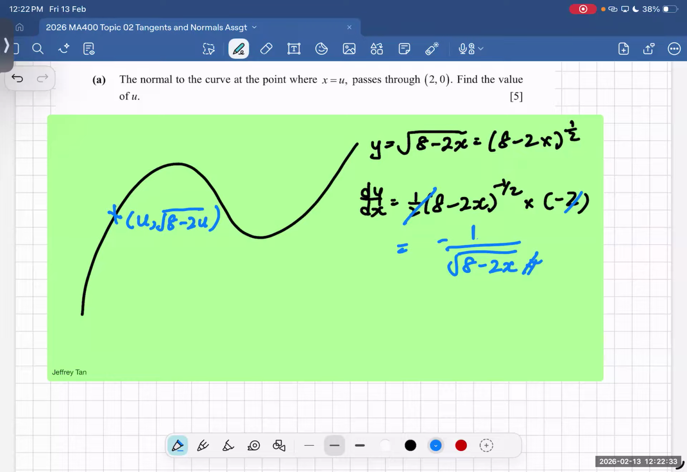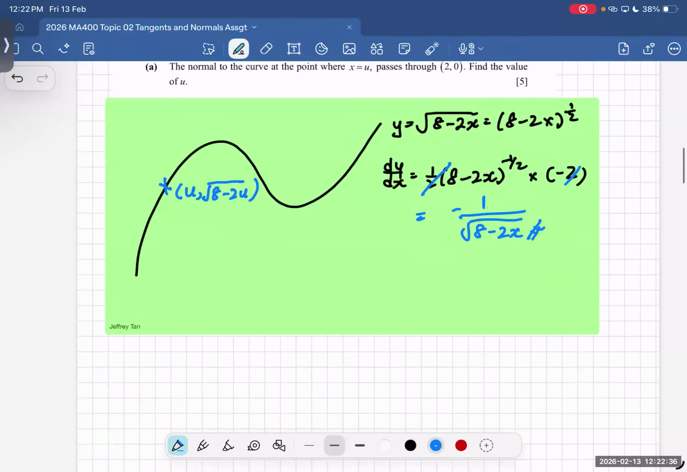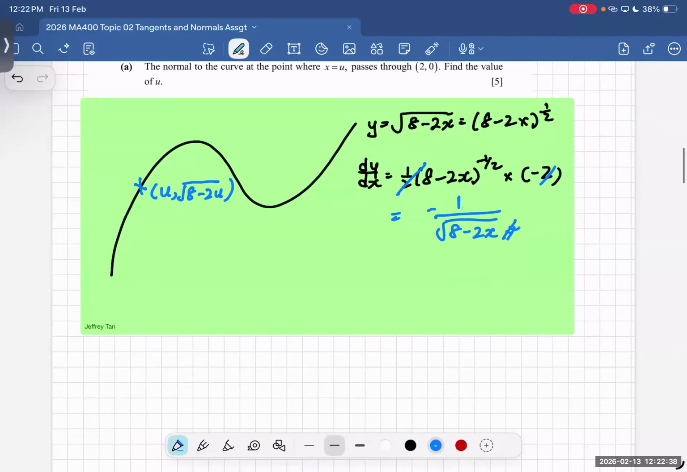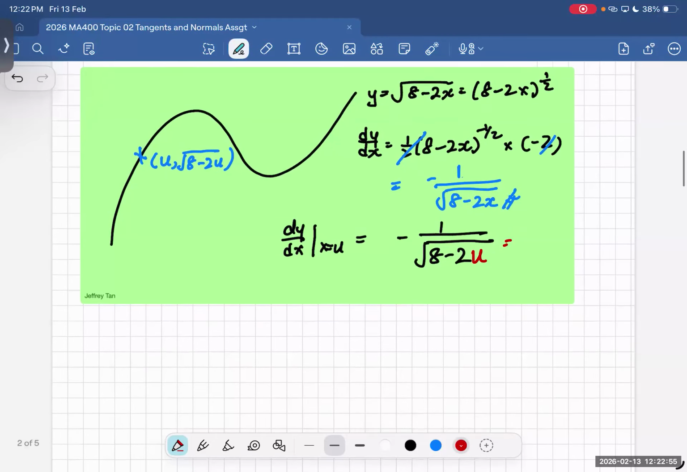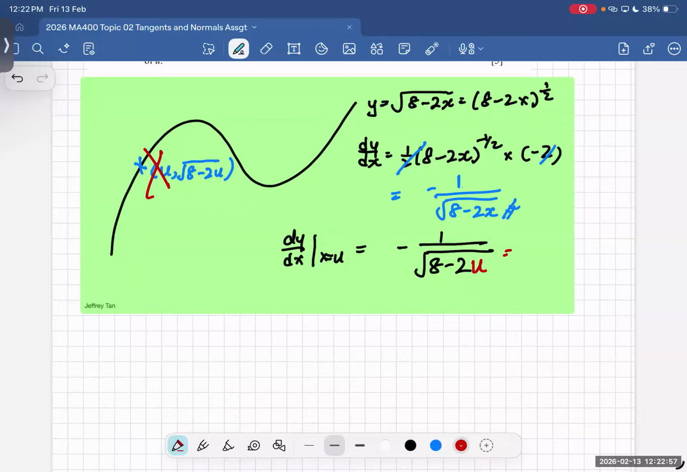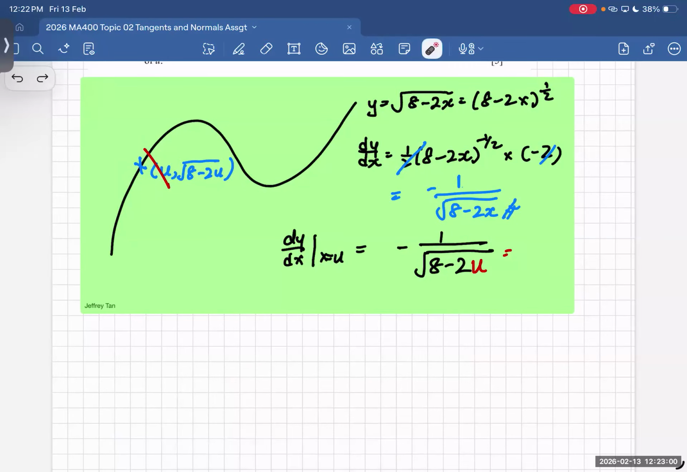Oh, okay. Now from here, what do I need to do next? Gradient function. What do I need to do? I need to sub x. Well done, Bias. Very good. So it's negative 1 over the square root of 8 minus 2u. Now, guys, if I look here, please take a look. This is my x1. This is my y1. This is my gradient.